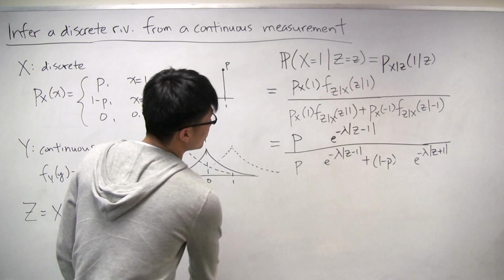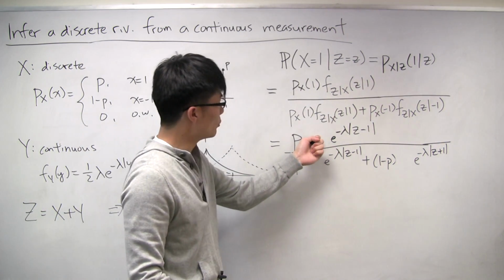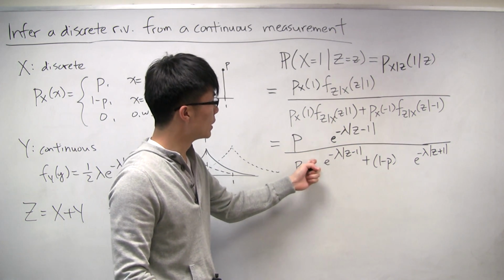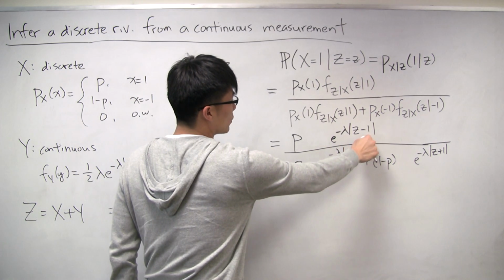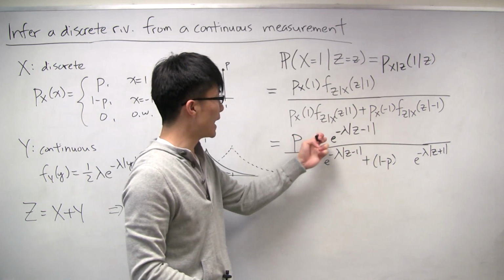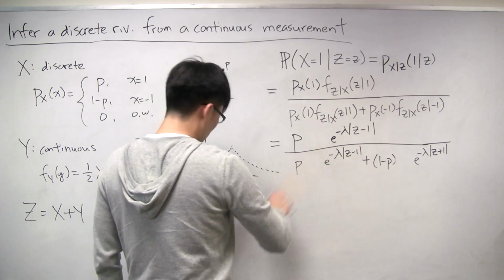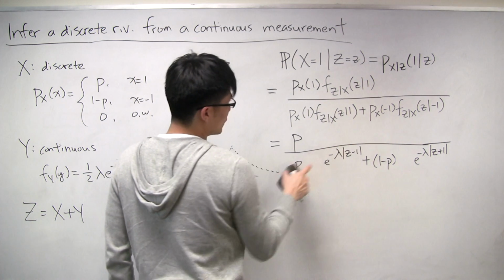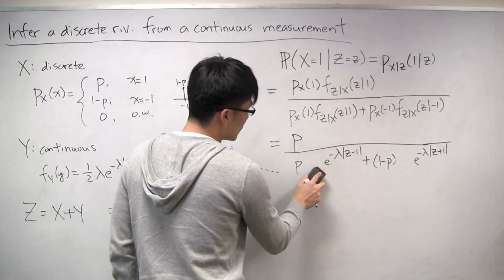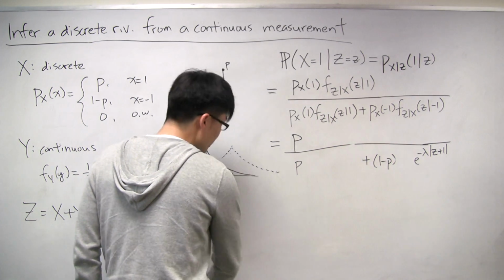And then we can multiply the numerator and the denominator by the same term. Let's multiply by e to the lambda absolute value of z minus 1. So what we're going to do is try to cancel out some of these exponential terms. So that will cancel out this top term. So all we have in the numerator now is just p. It will also cancel out this exponential in the denominator.